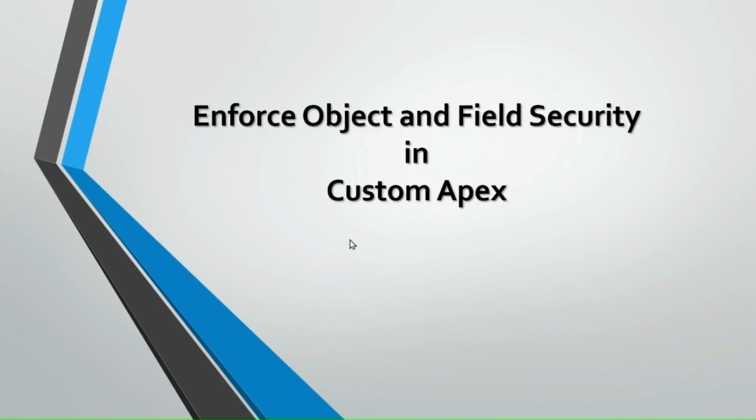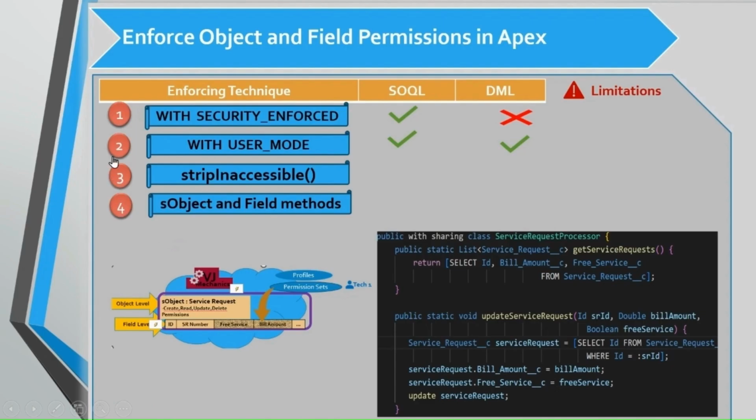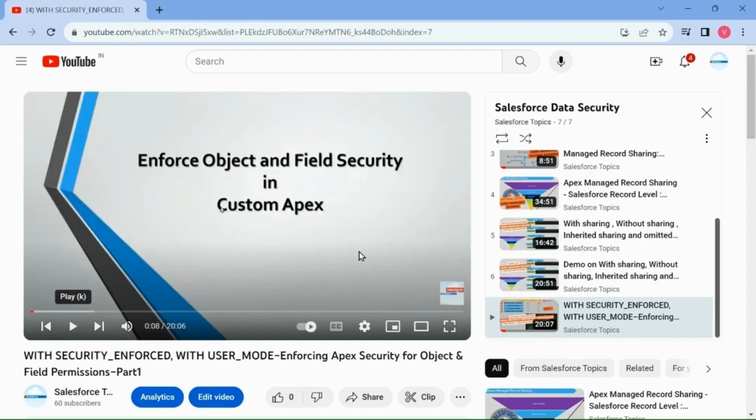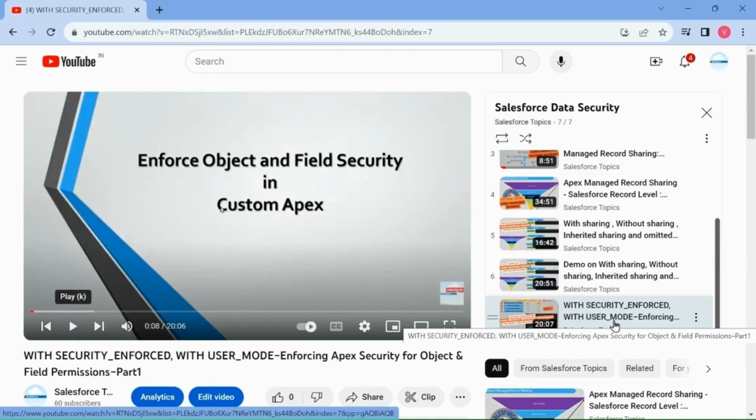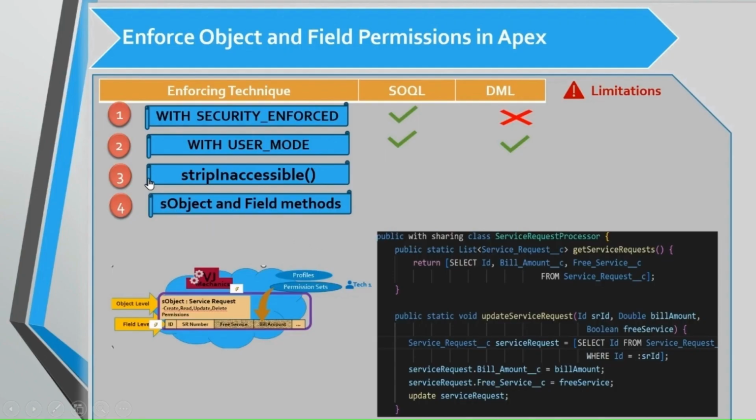In this video, let us discuss the enforcing of object and field level security in custom Apex. This is a part 2 video for enforcing techniques for object level and field level permissions in custom Apex. For better understanding, I request you to go to the part 1 video where we have discussed with security enforced and with user mode enforcing techniques, and then come back to this video for the remaining enforcing techniques. Those are strip inaccessible and sObject and field describe result methods.